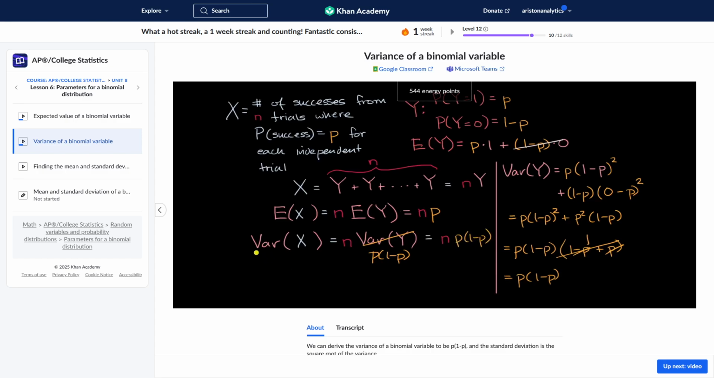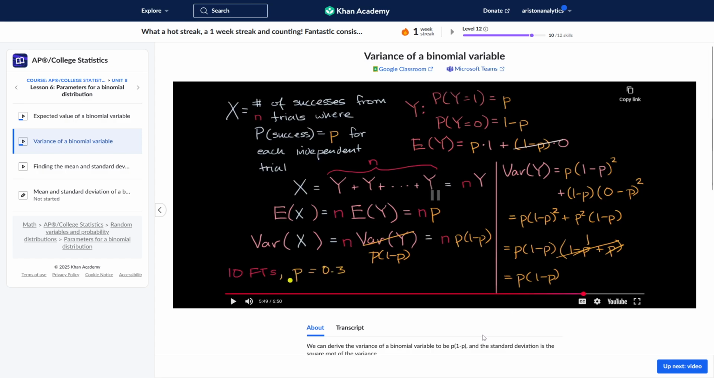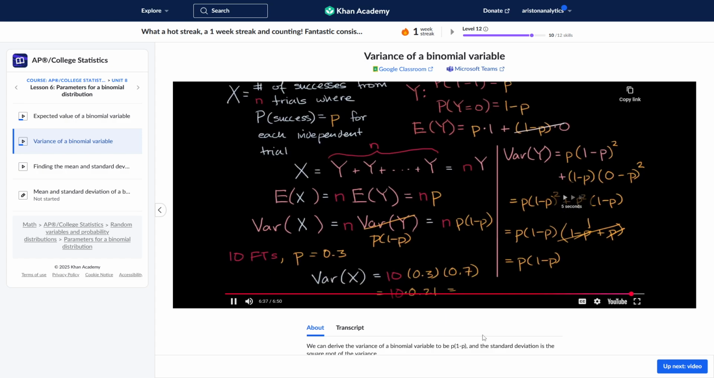So if we were to take the concrete example of the last video, where I take 10 free throws, so each trial is a shot, is a free throw, and my probability of success is 0.3, a 30% free throw percentage. The variance that I would expect to see in that case would be 0.3 times 0.7, which equals 2.1. And if I wanted the standard deviation of this, I would just take the square root of this.